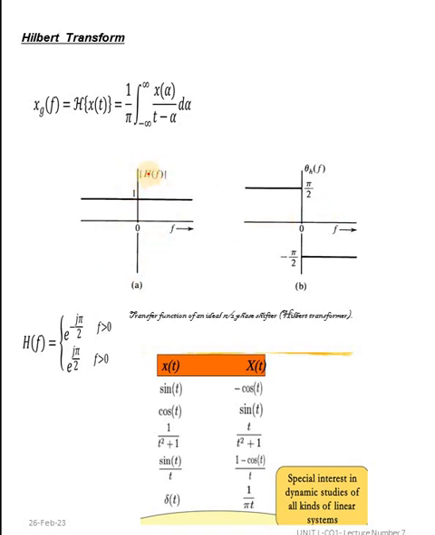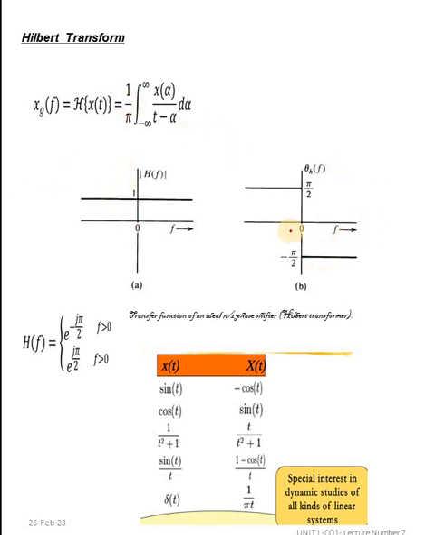This is the transfer function of the Hilbert transform H of x of t. Frequency is on this axis. Here we have taken the magnitude, and here it represents the phase component of the same. So the magnitude is equivalent to 1. There is no change in this.